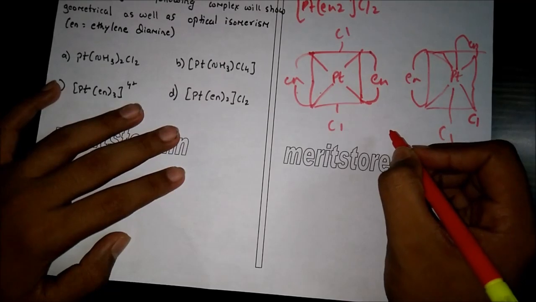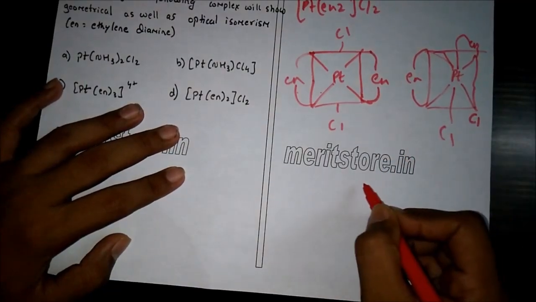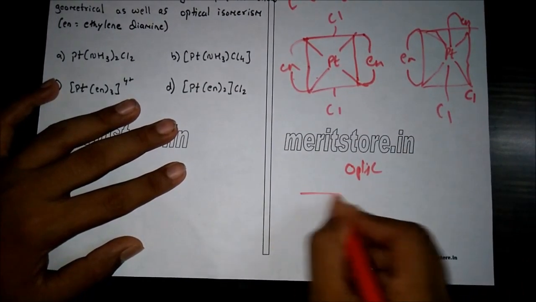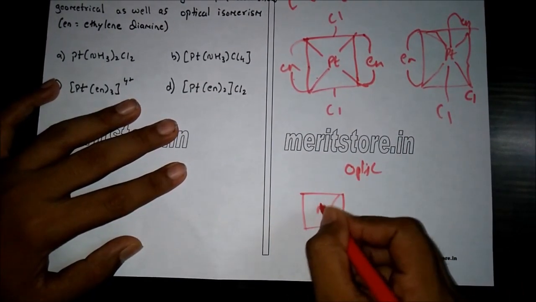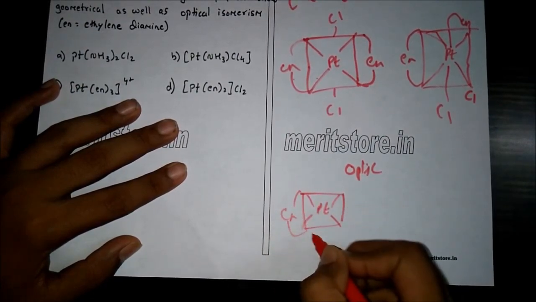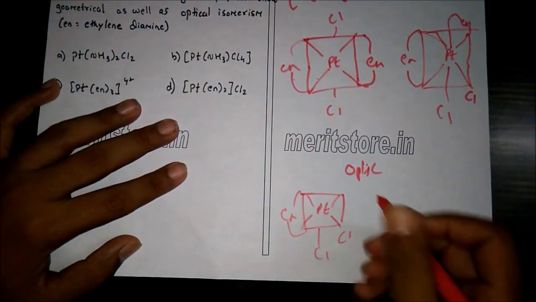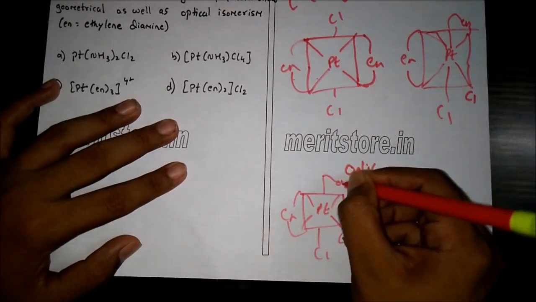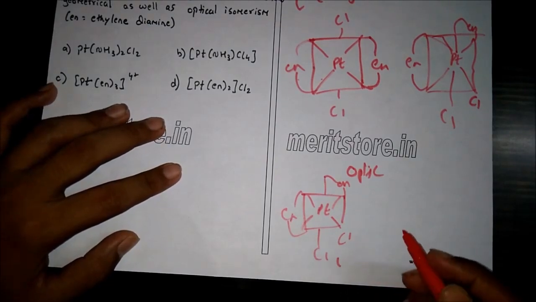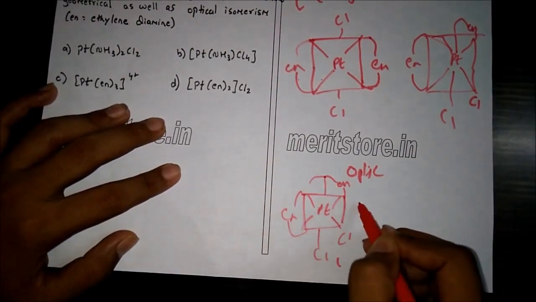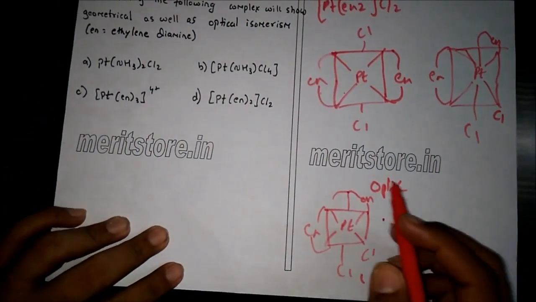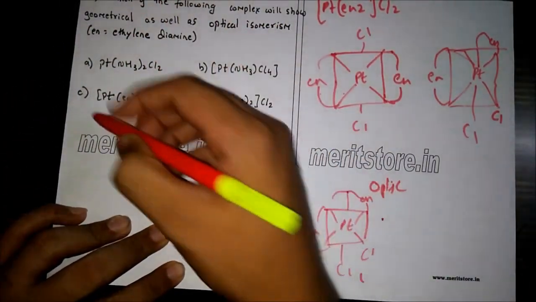Therefore, this shows geometrical isomerism, and this also shows optical isomerism, in which optical isomerism is shown as Pt here. Therefore, this is cis, and trans can be drawn by changing the side of en on this side and this side. So we can show both types of isomerism. Therefore, C is the correct answer, which shows both geometrical as well as optical isomerism.